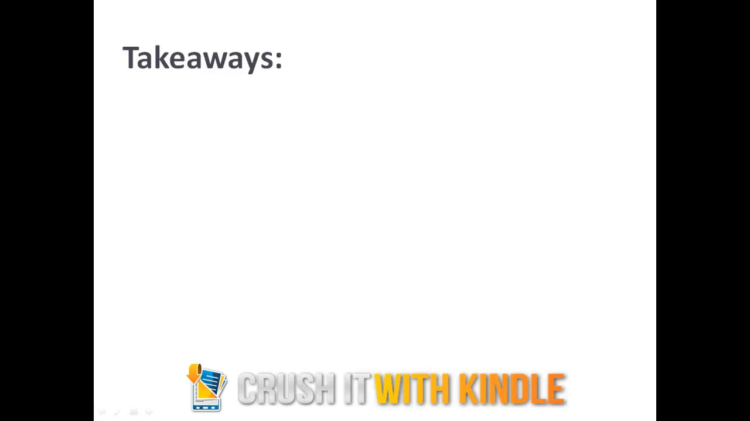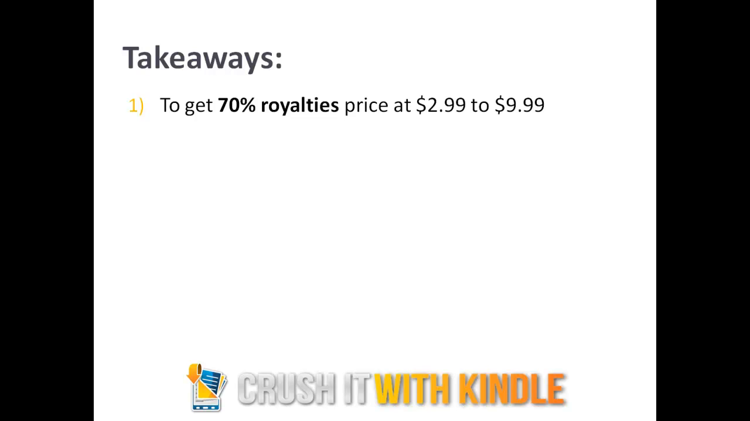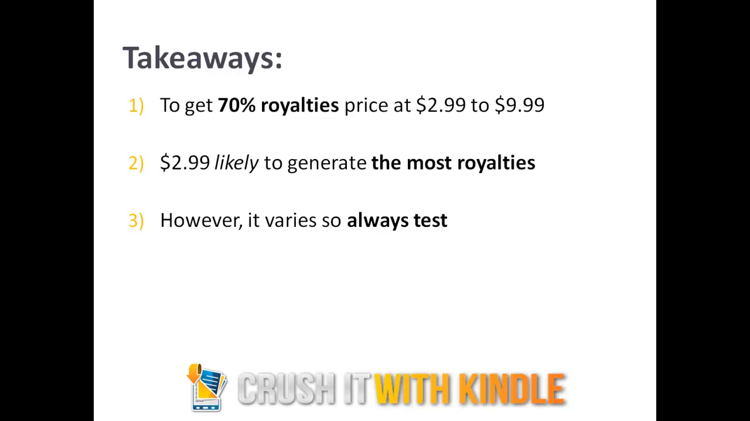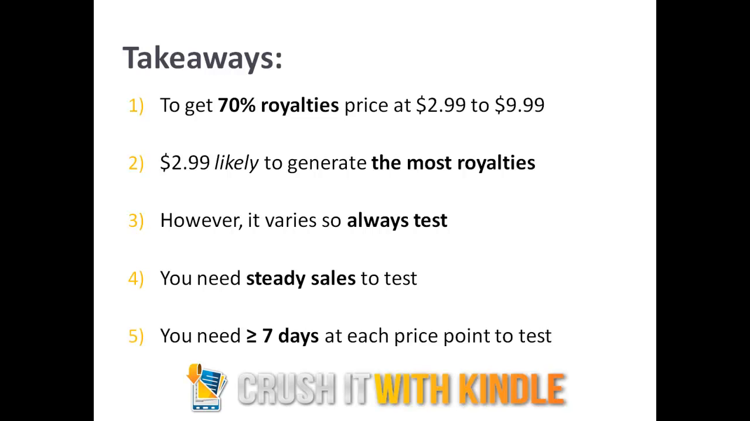Okay, so let's wrap up with the key takeaways from videos 1 and 2. 1. To get 70% royalties, you must price your book at between $2.99 and $9.99. Outside of that price range, your royalties automatically drop to 35%. $2.99 is likely to generate the most royalties. However, it varies, so always test. You need steady sales to test, and you need at least 7 days at each price point to test. That is probably a minimum, and it may take longer.